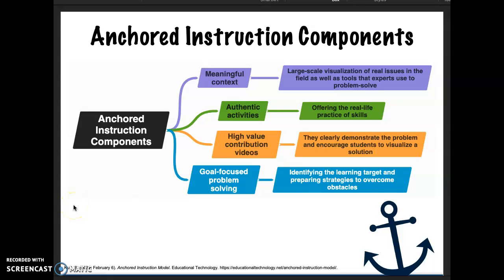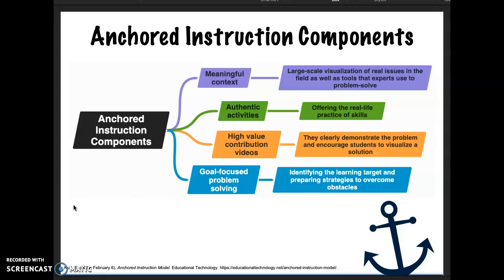Then we looked at some of the components. Anchored instruction components: it has to be meaningful content, and that certainly makes sense when we're saying it needs to be content that can sync with real life and stories and so on. So it has to be very practical and authentic. It's things that they would understand, and potentially things that they have done or know how to do or know of other people doing.